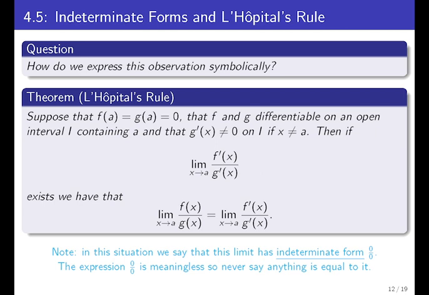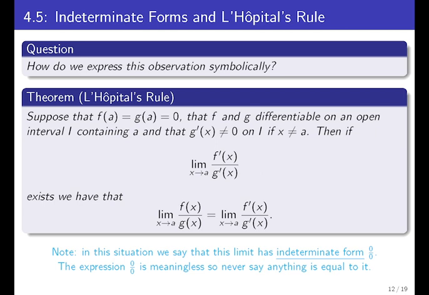I want to be clear. The expression 0 over 0 doesn't mean anything. It is just a way to refer to this indeterminate form, or a form of a limit that cannot be computed as written. I will point out how this is related to our thought experiment after we've seen a couple of examples of this theorem at work.